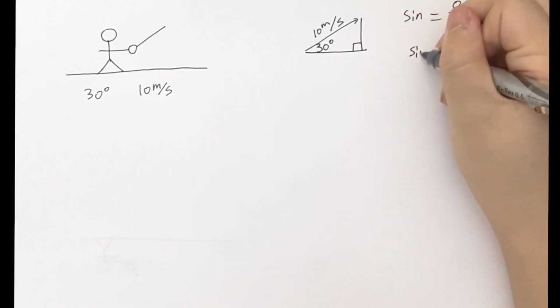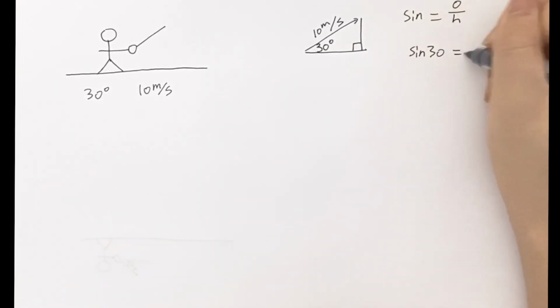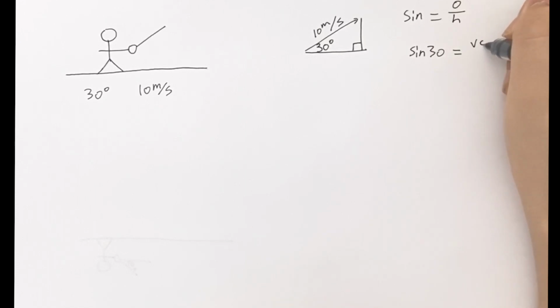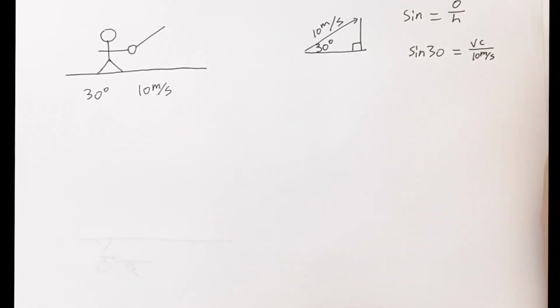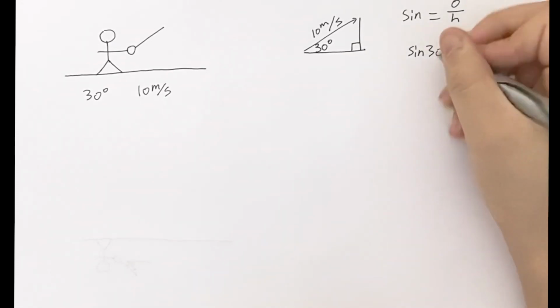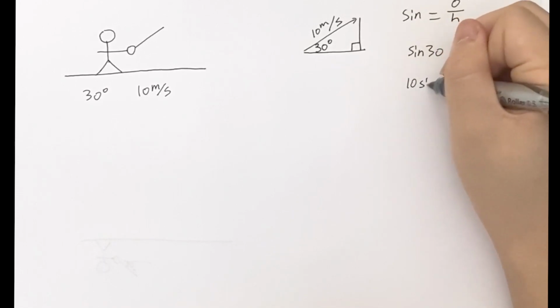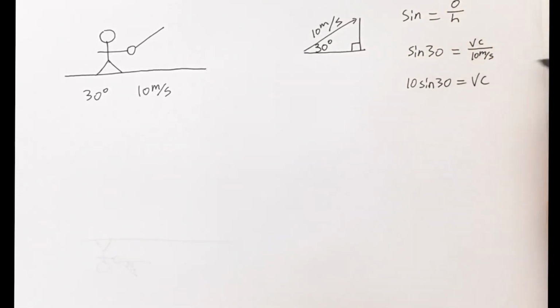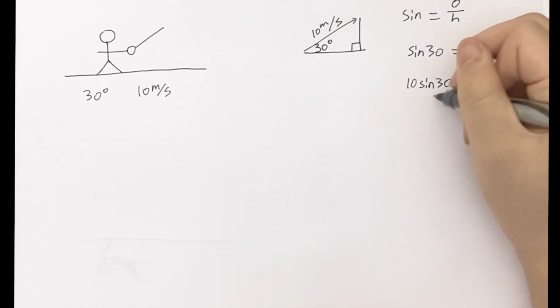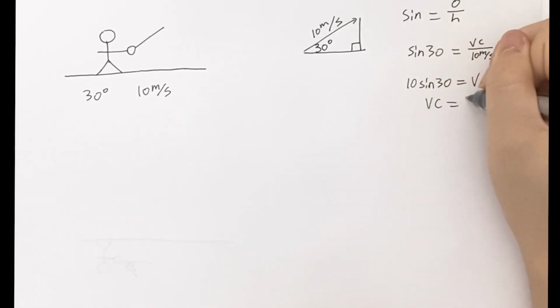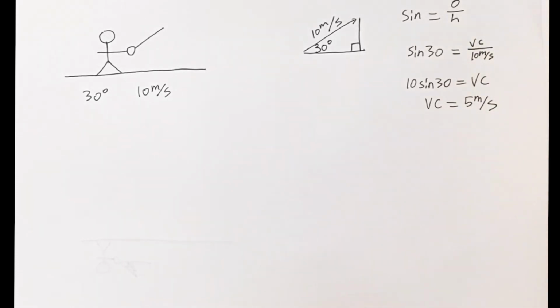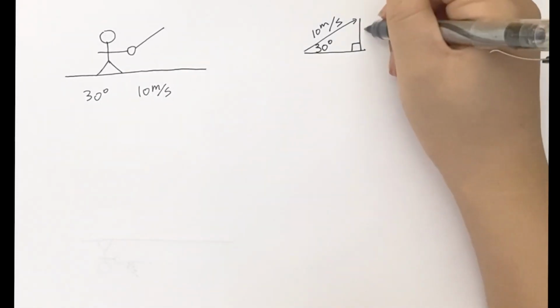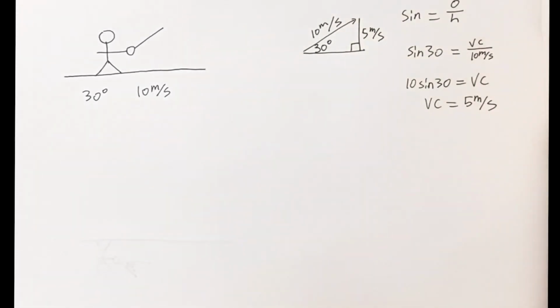sine 30 is going to be equal to this vertical component, I'll just put VC, over the hypotenuse, which is 10 meters per second. So if we multiply 10 to both sides, 10 sine 30 will be equal to the vertical component. So the vertical component is going to be equal to 5 meters per second. So this here is 5 meters per second.